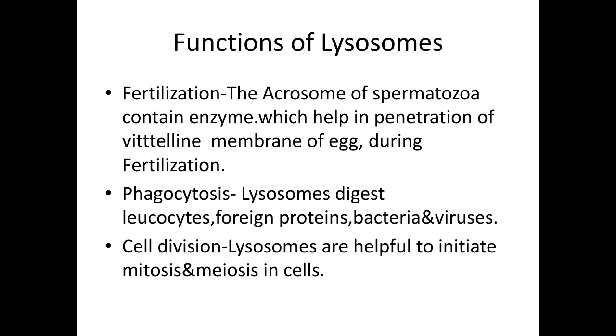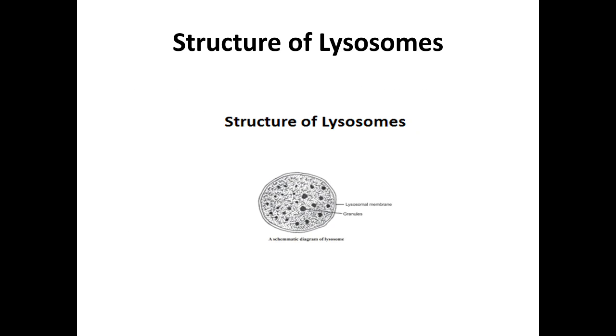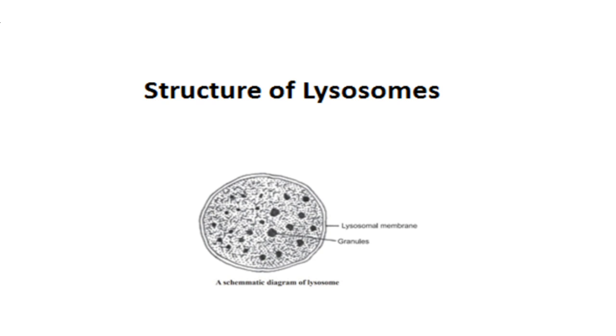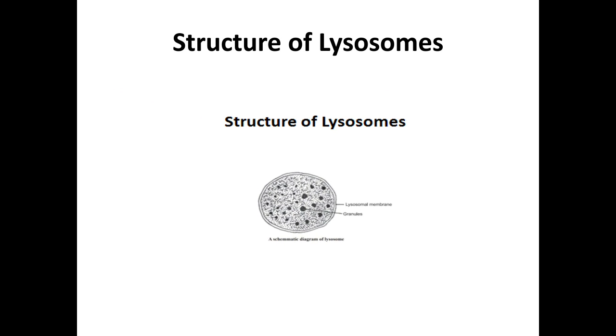Fertilization: the acrosome of spermatozoa contains enzymes which help in penetration of the vitelline membrane of the egg during fertilization. Phagocytosis: lysosome digests leukocytes, foreign proteins, bacteria and viruses. Cell division: lysosomes are helpful to initiate mitosis and meiosis in the cell. Now see the structure of lysosome. Within the structure, granules are present and it has an outer membrane and an inner membrane. The outer membrane is smooth, and the inner membrane consists of granules.